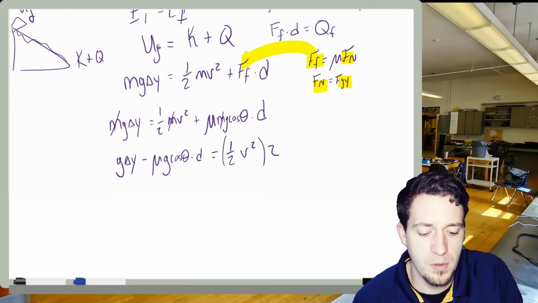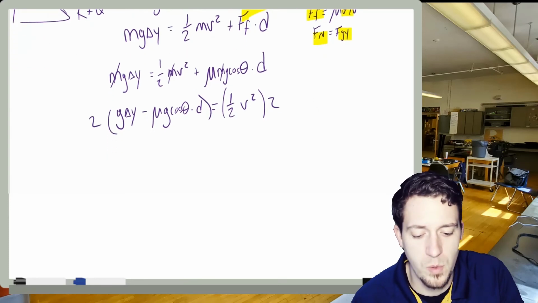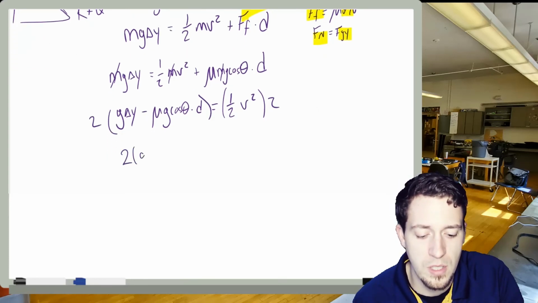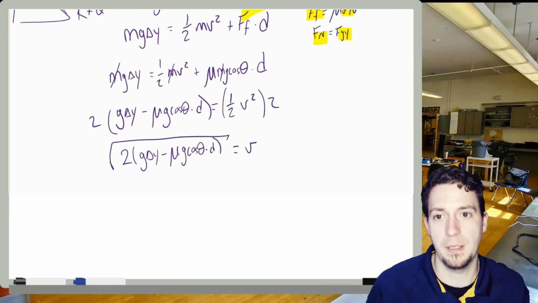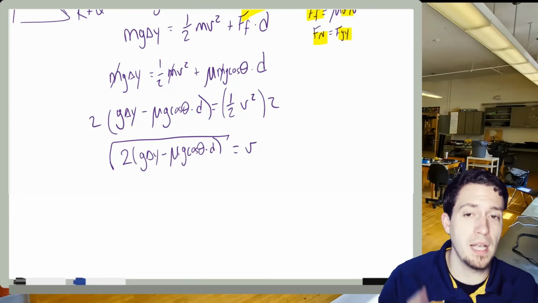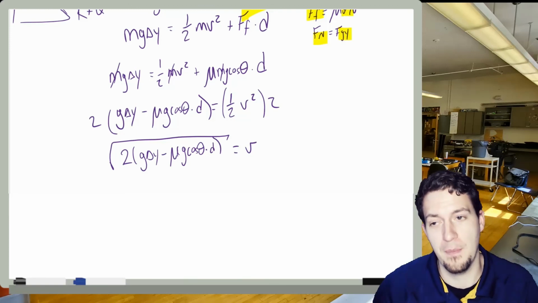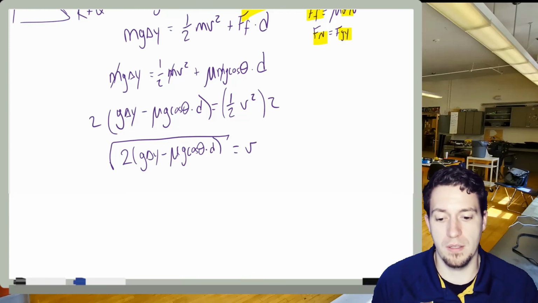So multiply both sides by 2, right? And then I'm going to have to square root, so I'll get 2 g delta y minus mu g cosine theta times displacement. All of this is under a square root, and that would give me my final speed. You're going to get the exact same answer no matter how you do it. But for me, especially if there's no friction, right? This is the much simpler and easier way to go about this in terms of our ramps.